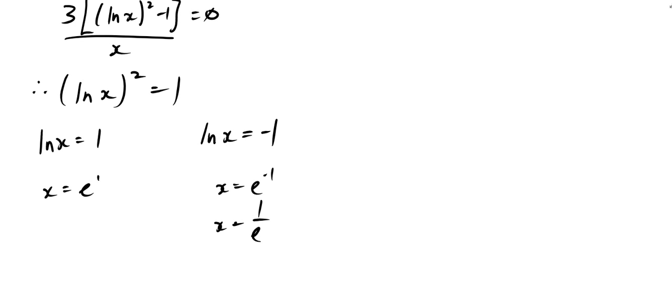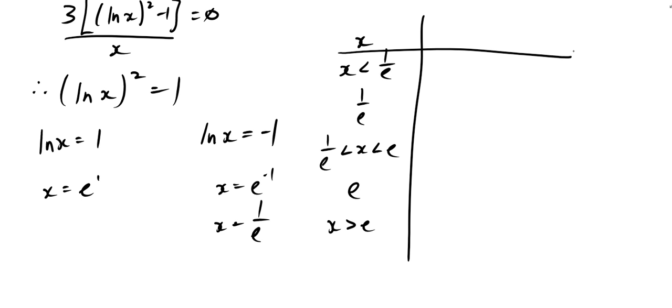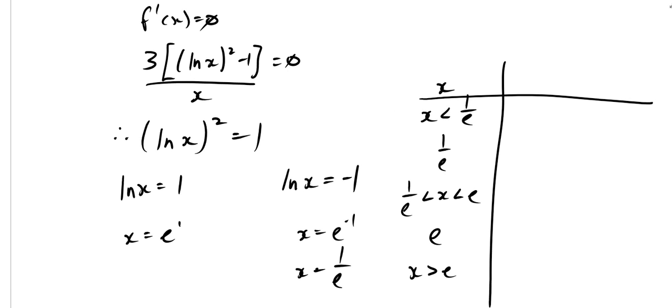Okay, so we're supposed to find the critical points and the intervals of increase and decrease. What does that mean? That means first derivative chart. So we start when x is less than 1 over e, and then at 1 over e, 1 over e less than x less than e, at e, and x greater than e. Where does it not exist? Nice.